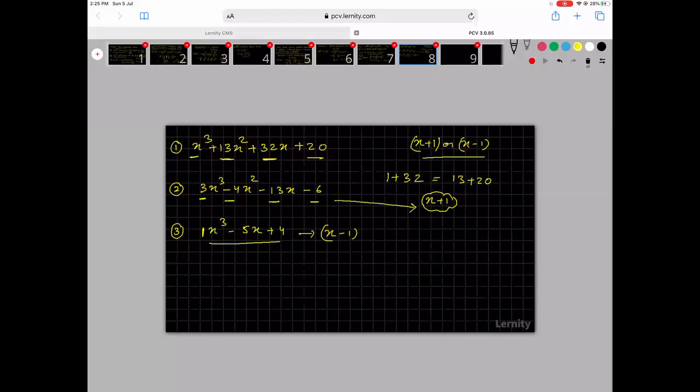So the first one is divisible by x plus 1. The second one is also divisible by x plus 1. The third one is divisible by x minus 1. So we can divide and find out what we will get.